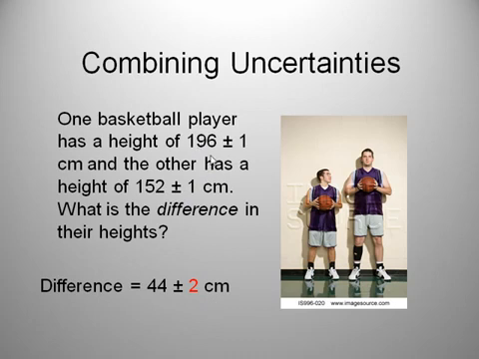And you can think of this, right? If you have an uncertainty of 1 centimeter here, this guy could really be 197. And this guy could be 151. Right? In that case, the difference would be 46. And we could do that the other way too. So I think you might be able to see why it makes sense that we want to add those uncertainties when we're adding and subtracting.